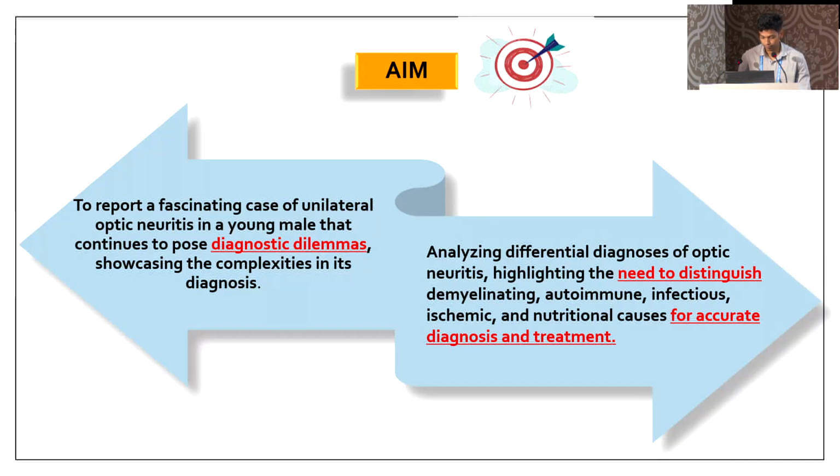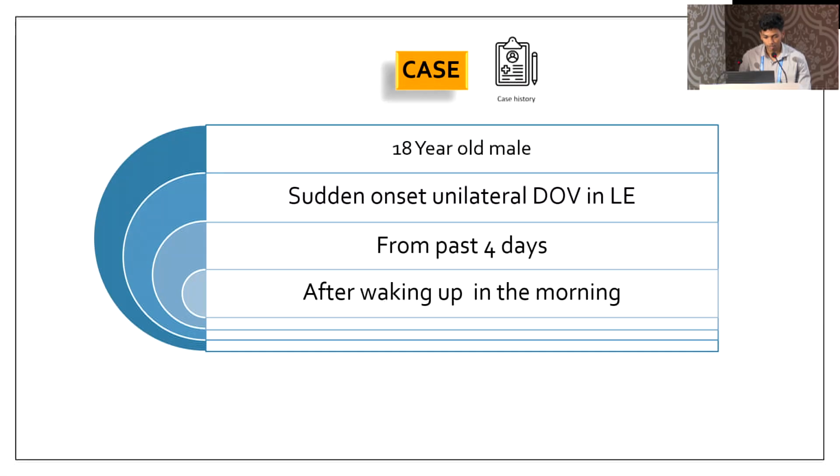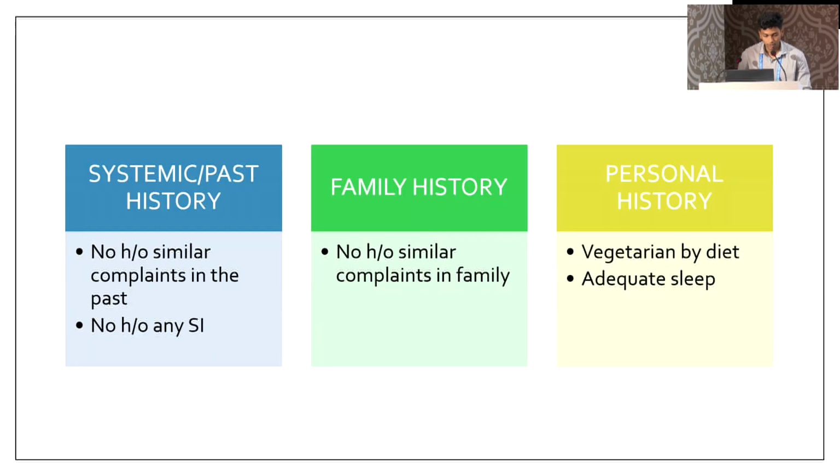So here comes an 18-year-old male with complaints of sudden onset diminution of vision in the left eye for the past 4 days, noticed after waking up in the morning. Systemic and past history was not significant. Family history was not significant. Personal history was that he was a vegetarian by diet.